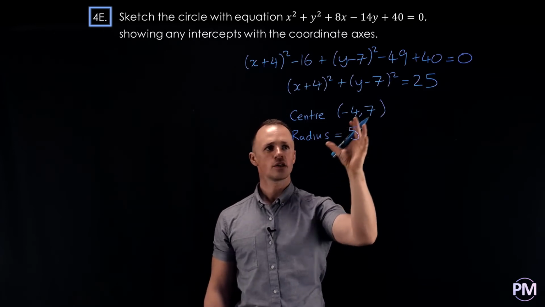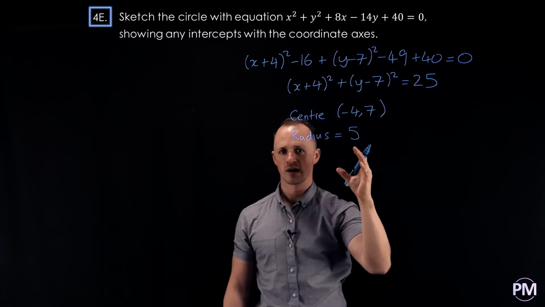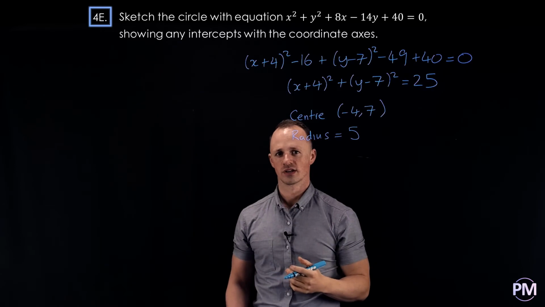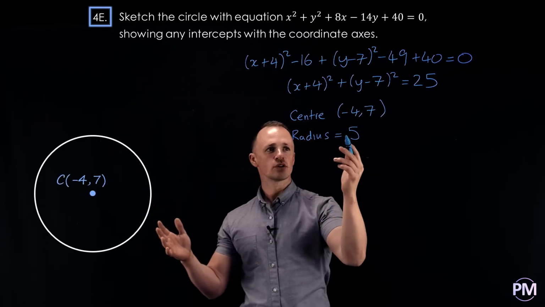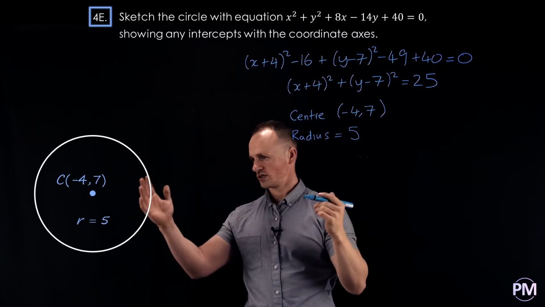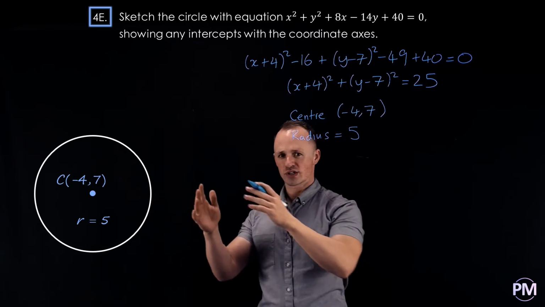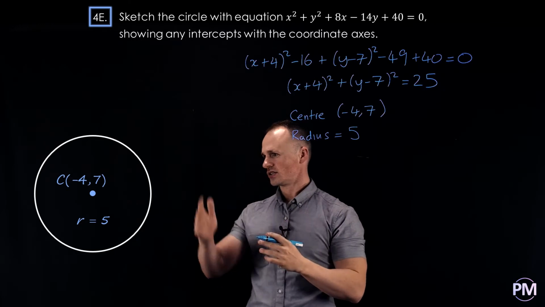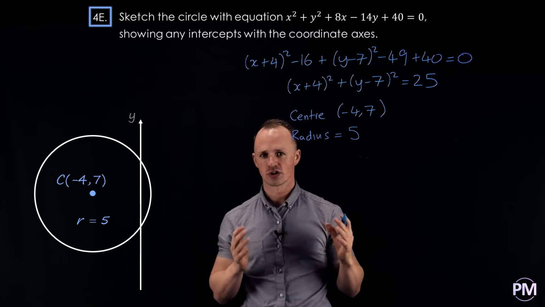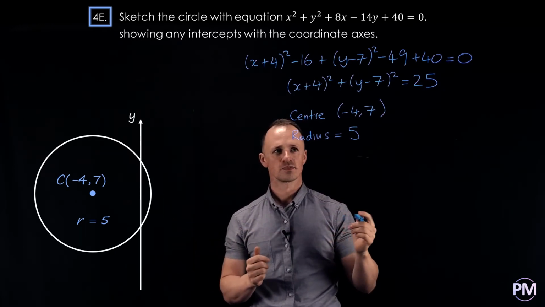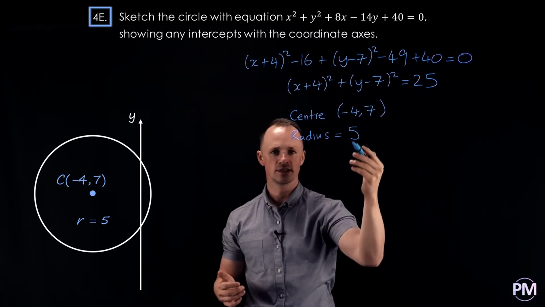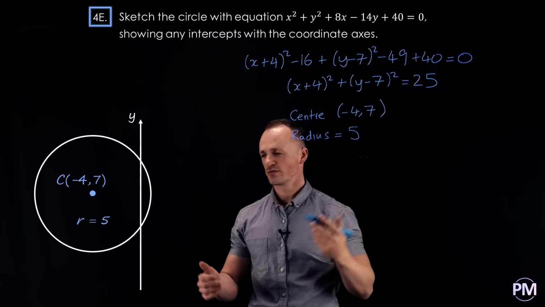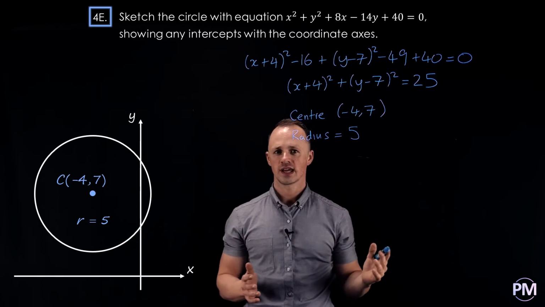So, now that we've got this information, we can start thinking about what it's going to look like on a coordinate grid. So if we have the centre at minus 4, 7, and we moved 5 units to the right, we would go past the y-axis. So the y-axis should cut the circle in 2 places. However, if we started at 7 and moved down by 5, we would find that we don't cross the x-axis.